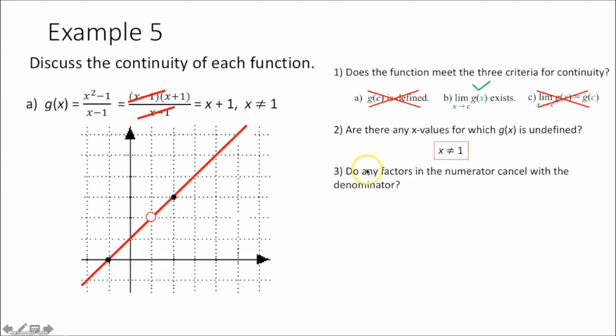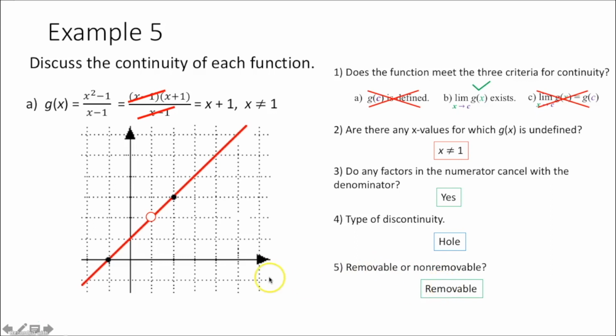We then ask, do any factors in the numerator cancel out with the denominator? Yeah, one factor in the numerator cancels out with the denominator. That would be x minus 1. Now, because of that, we then look, what type of discontinuity will we have? Well, since that factor in the numerator cancels out with the factor in the denominator, we know there's going to be a hole. And where's that hole going to be? At x is equal to 1. And a hole, we know, is a removable discontinuity, which is just a discontinuity where if you were to plug in 1 point, it would make your function continuous. So here, if I were to put a point here, it would make this whole function continuous.